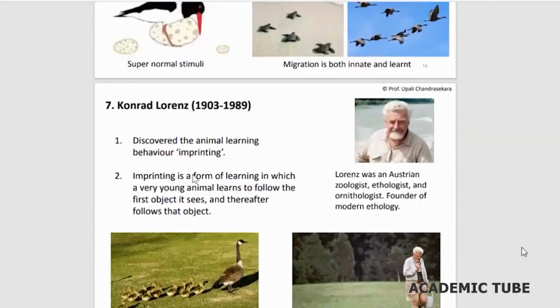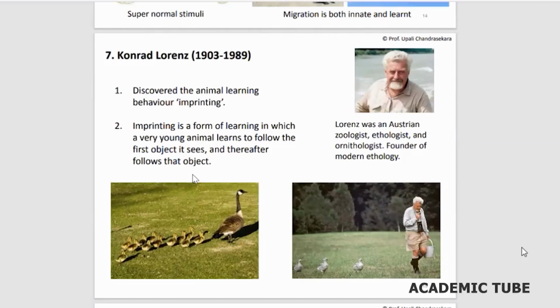We are also the same. Then another person, Konrad Lorenz. He is known as the founder of modern ethology. He's an Austrian, not Australian, Austrian. Austria is in Europe, right?